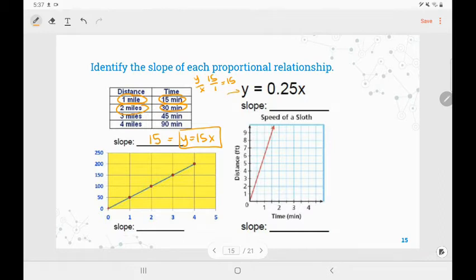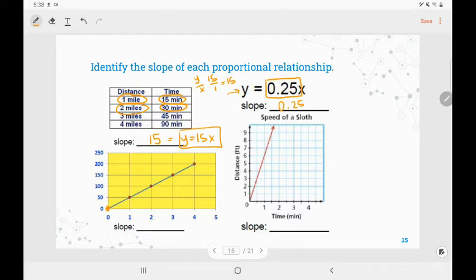Okay, from an equation, what is my slope? Remember that the number next to x is my slope. So I don't have to do any more math than 0.25. Done. From a graph, remember, slope is the rise over the run.